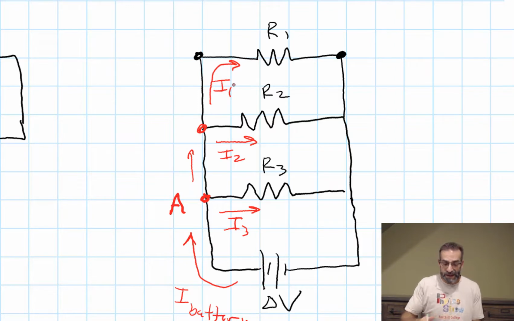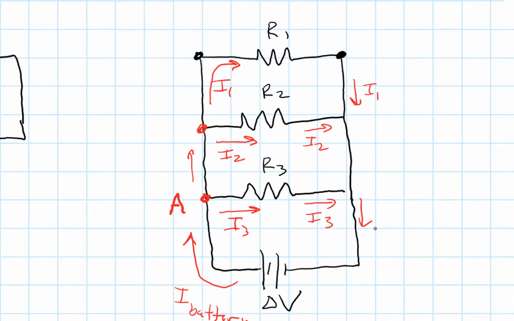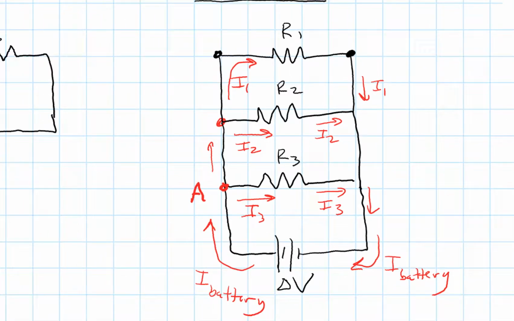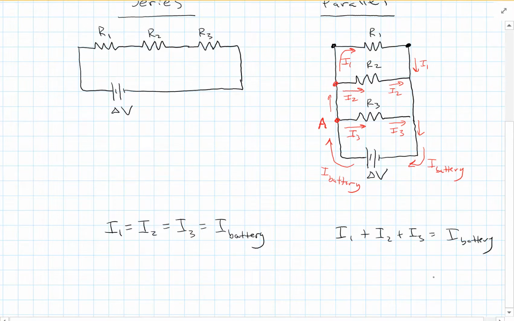And when this current comes together again on the other side, what do we have over here? We have the current that we started with. So in this situation, we know I1 plus I2 plus I3 is I battery. They add up.